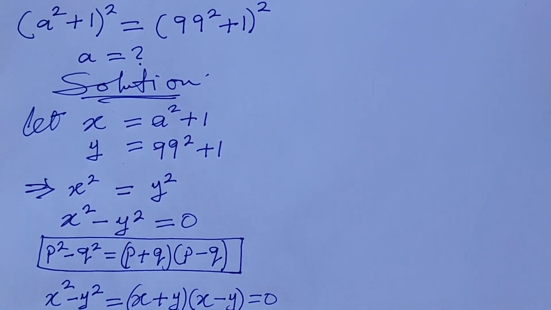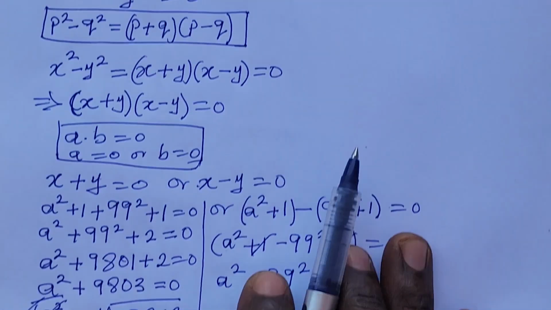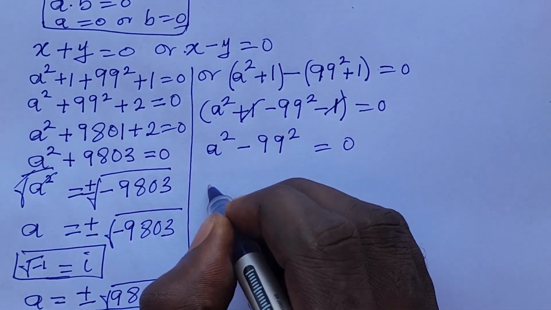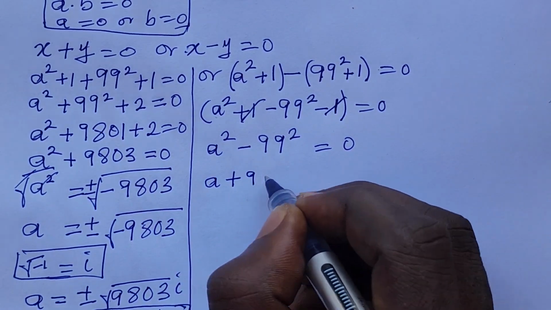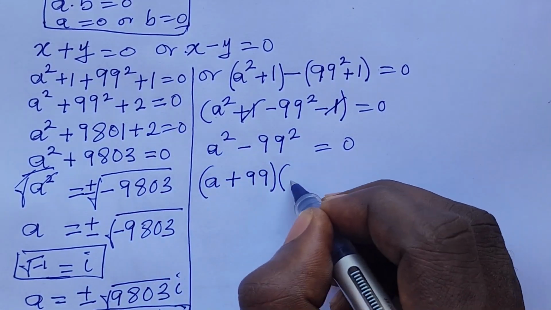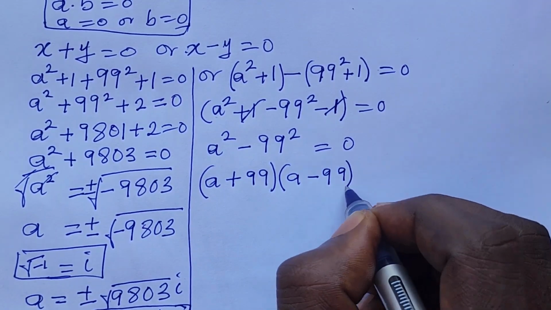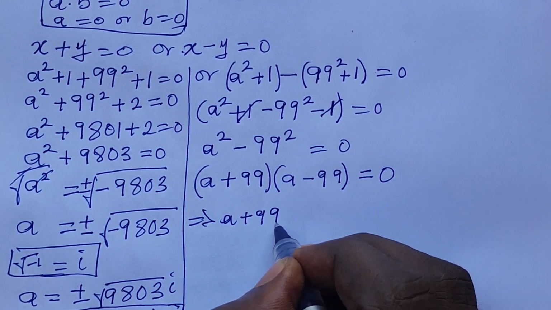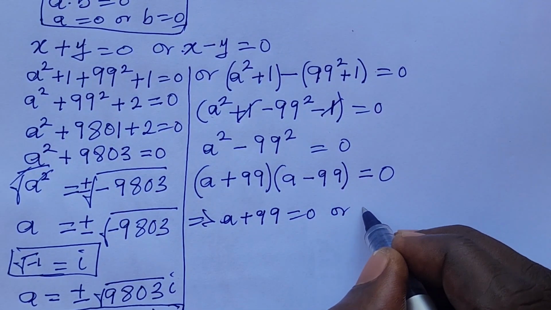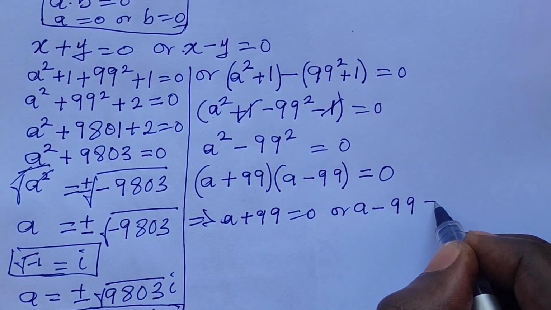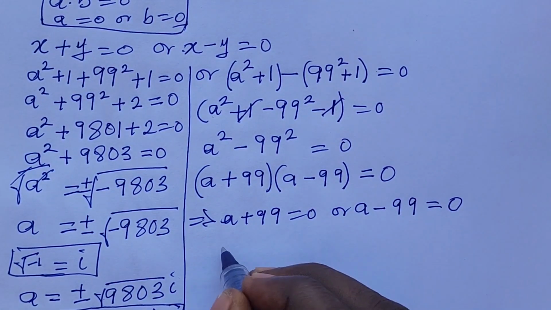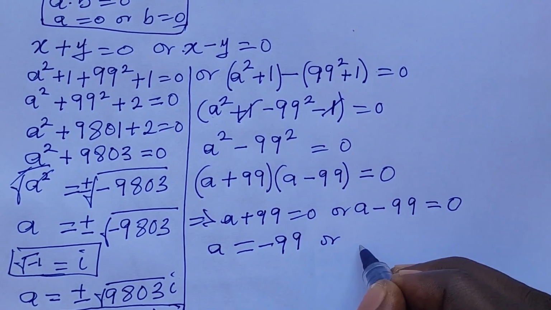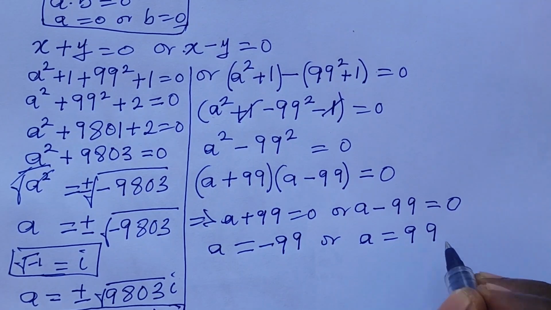Again, what comes to mind is difference of 2 squares. Let's look at it here. Look at our difference of 2 squares, what we did here now. So we can equally apply that here. So if we apply the difference of 2 squares here, we're going to have a plus 9 close bracket, a minus 9 close bracket equal to 0. This now implies a plus 9 is equal to 0, or a minus 9 equal to 0. So sending this to this side gives us a equal to minus 9, or we have a is equal to 9, which is 99.